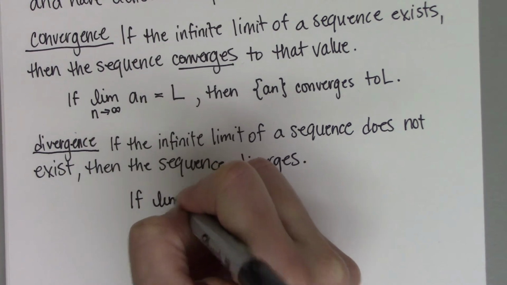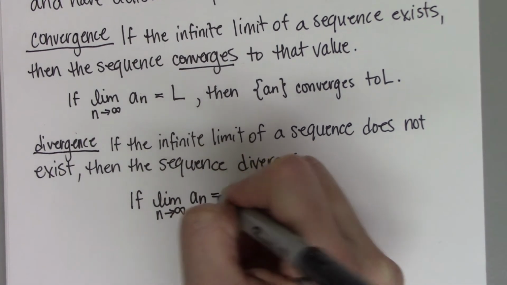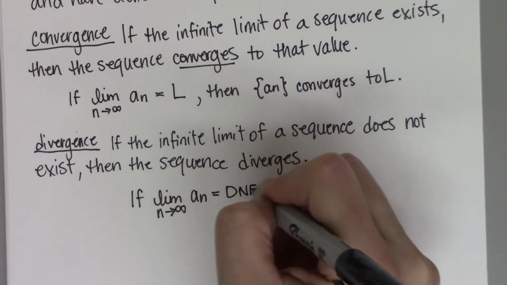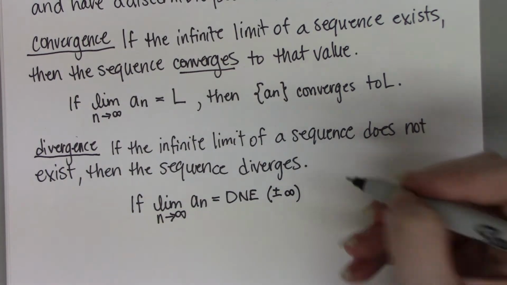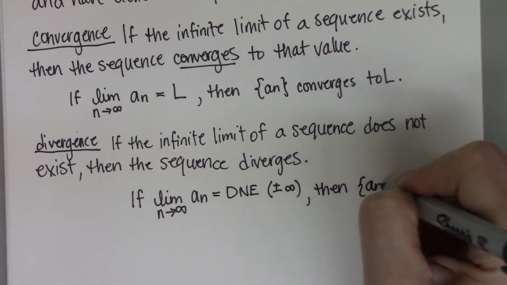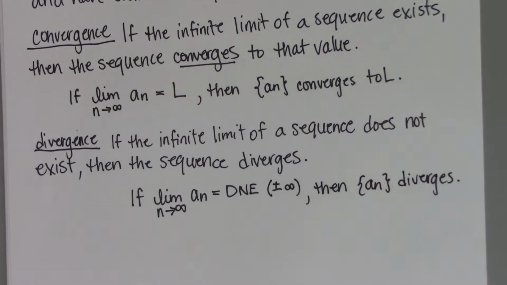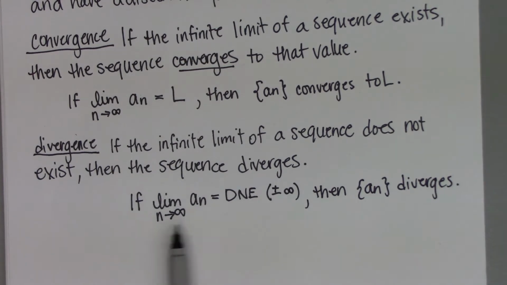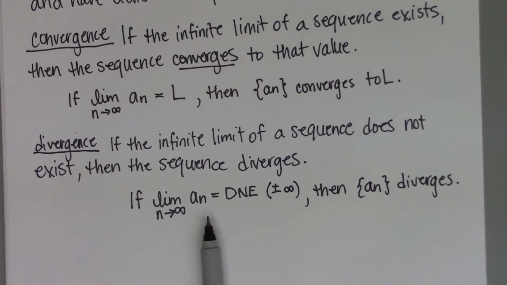So I can say, well, if the limit as n approaches infinity of a sub n does not exist, or if the result is positive or negative infinity, then the sequence a sub n diverges, okay? So let's be clear on this. Some limits, when we evaluate them, and we're going to see examples of this, you can't evaluate the limit at all.